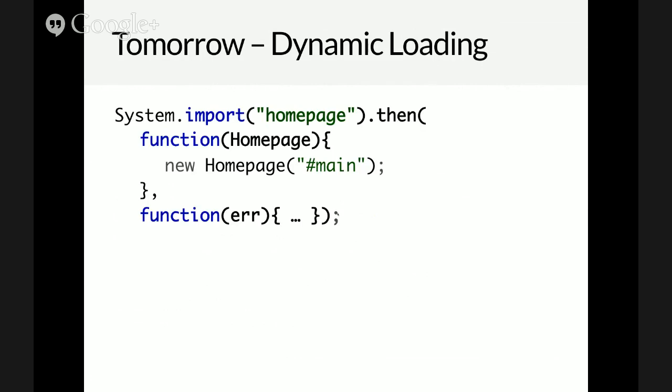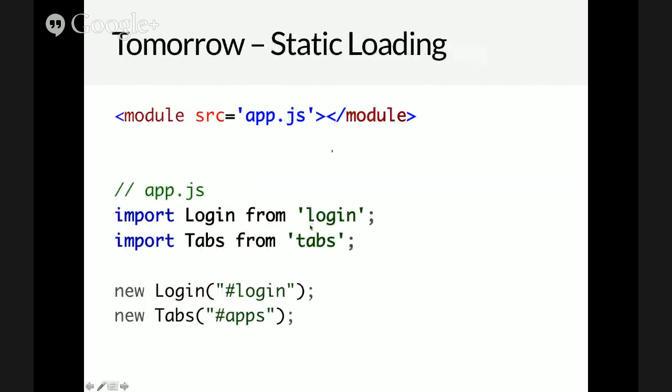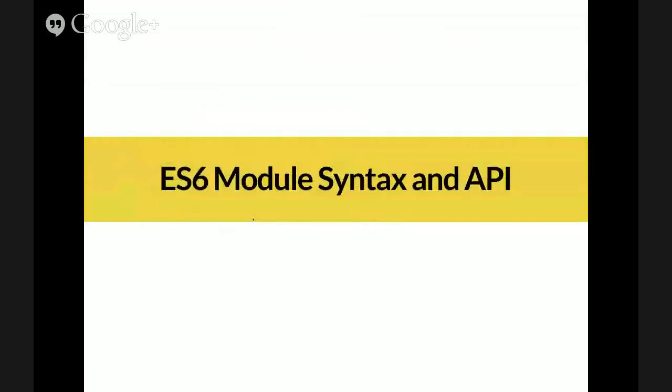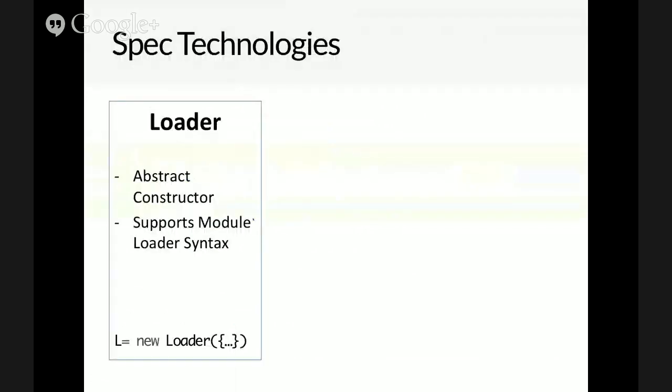And then ES6 supports not only static loading, where your script's dependencies are defined statically, it also supports dynamic loading through the System.import method, where you give it a module name and it returns a deferred that will be given the module value, or an error if something went wrong loading the module. Okay, so let's check out that syntax and API for ES6 a little bit better.